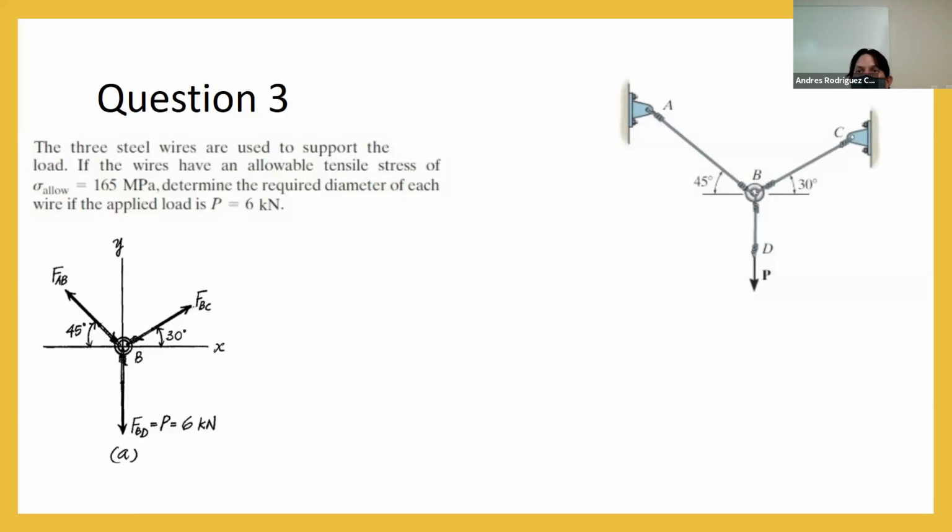Otherwise, it's the same as a book. Yeah. Okay, perfect. Thank you.